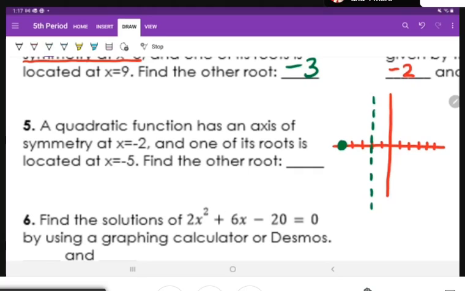And since I now know where the root on the left is located, I can easily find the root on the right. I know that my root has to be 3 units away from the axis. So I go to the other side, I count over 3 units, and I figure out that my root has to be at the location +1. And that's just symmetry coming into play.